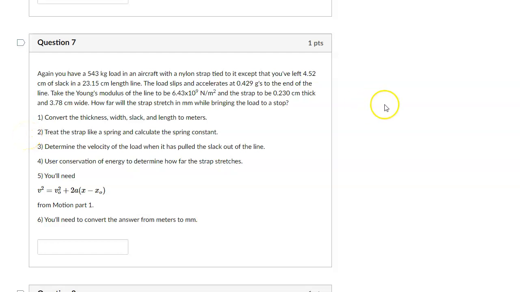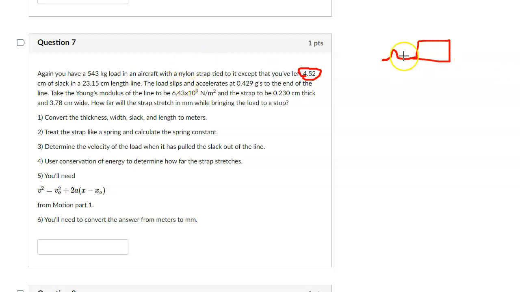Problem 7 is similar to problem 6, except that you've made a mistake. You've left some slack in the line. And so instead of having a taut line holding the mass in place, you've got slack, and the amount of slack you have in this instance is 4.52 centimeters.